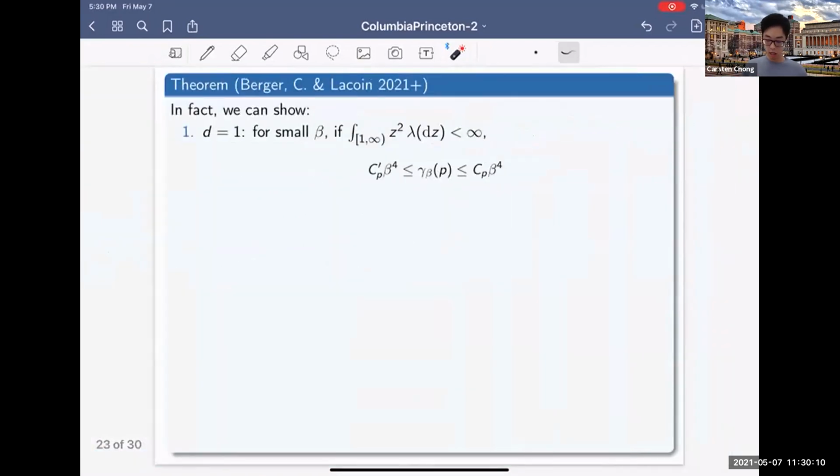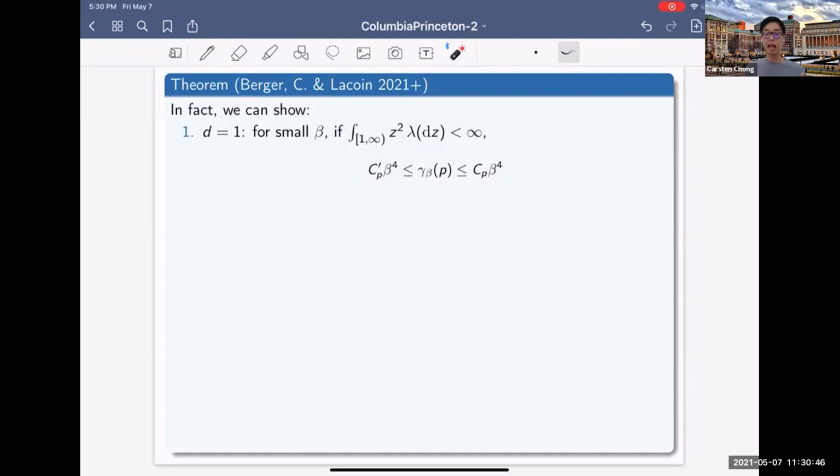Let me quickly see how much time I still have. Like 5 minutes. Okay, I will mention this result, and then I probably will stop. I will skip the proofs. The last result that I want to mention is that we can not only prove you have intermittency, but we also have some control over how these intermittency exponents behave in terms of the intensity parameter beta.